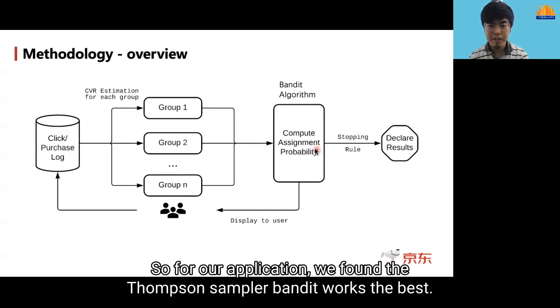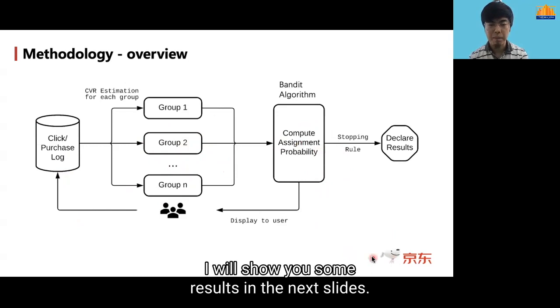So for our application, we found the Thompson sampler bandit works the best. I'll show you some results in the next slide.